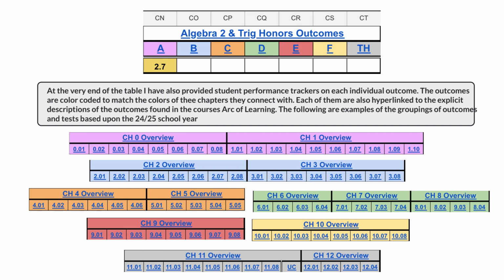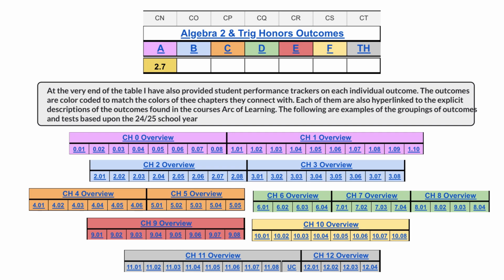E is in red. You might notice it is unique in the fact that it is a single chapter. F, which is in yellow, that is also a single chapter. It's chapter 10. And then TH stands for Trig Honors because this also has an honors embedded curriculum if you want to strive for honors. That is chapters 11 and 12, which I talked about earlier. In order to earn honors credit, you have to finish chapters 11 and 12, which I do make time for in class during the school year.